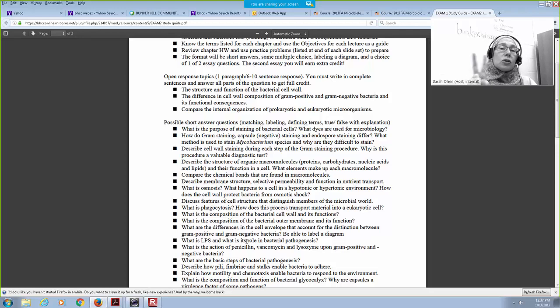And then be sure to review the differences between gram-negative bacteria and gram-positive bacteria, so those external structures, the cell envelope and how it differs, and know other features of the cell envelope in bacteria that are external to the cell wall, things like capsule, S layers, things like that.